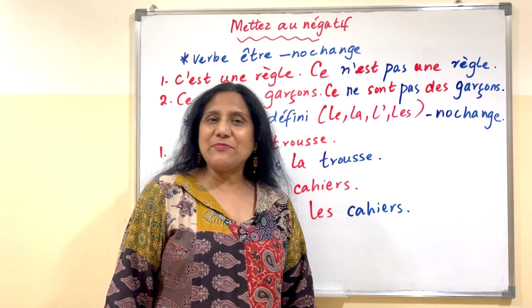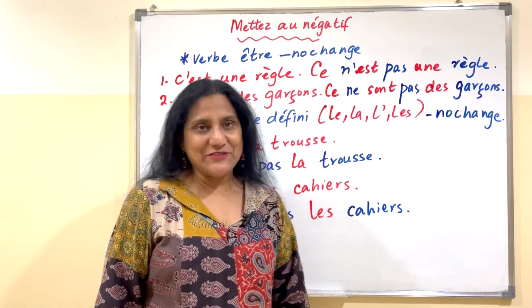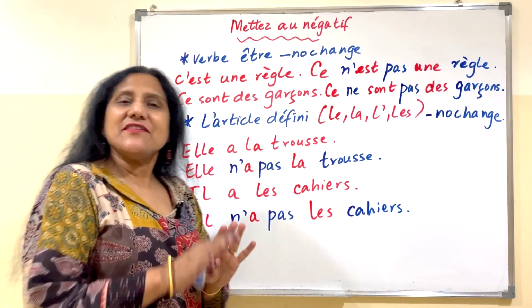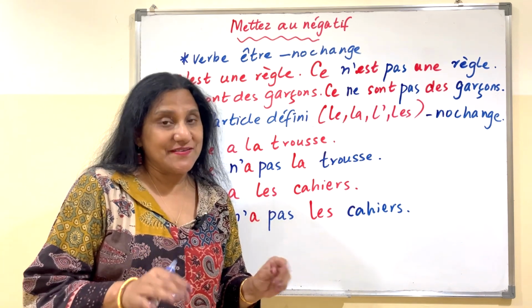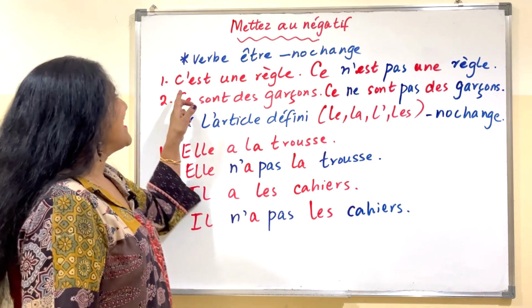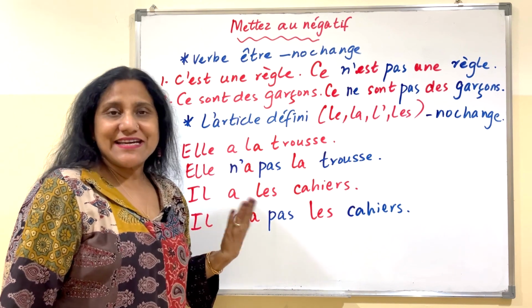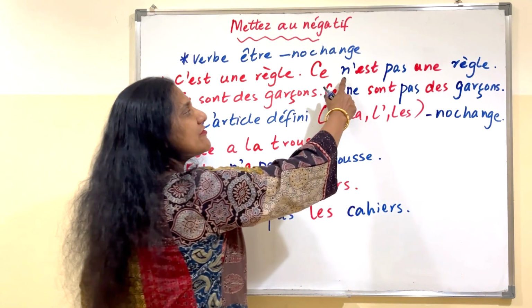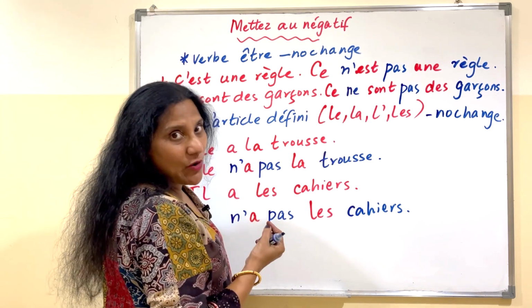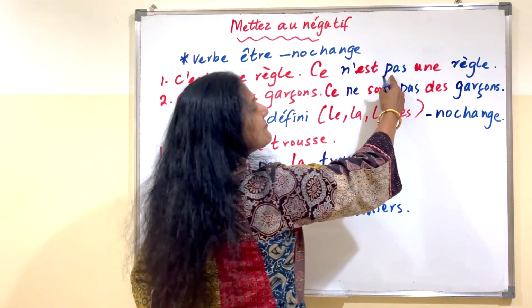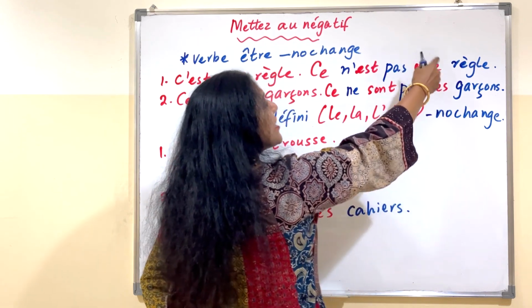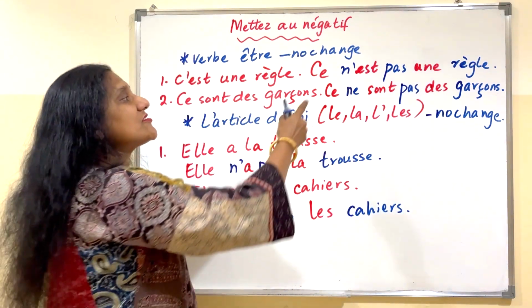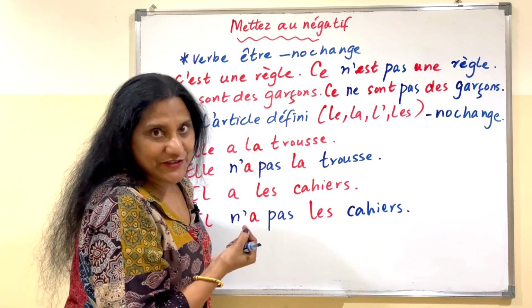Let's look at what happens when we have the verb être. With the verb être, there is no change in negation. Let's take some examples. C'est une règle. It's a ruler. Ce n'est pas une règle. Ne before the verb, this verb begins with a vowel, so n apostrophe, pas after the verb, and don't change the indefinite article because we are using the verb être.